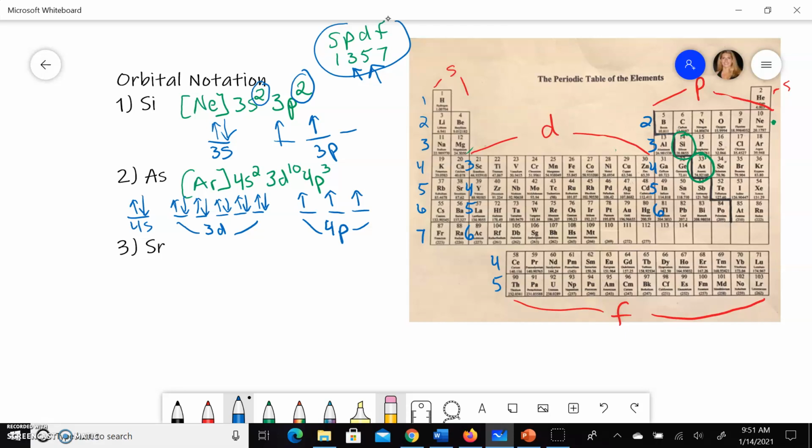And then the last one is strontium, which is right here. We're going to go up 1 and all the way over to krypton in brackets. Then starting after krypton, we have 5s2. And that's it. So 1 line with an up and a down, and that's the orbital notation for strontium.